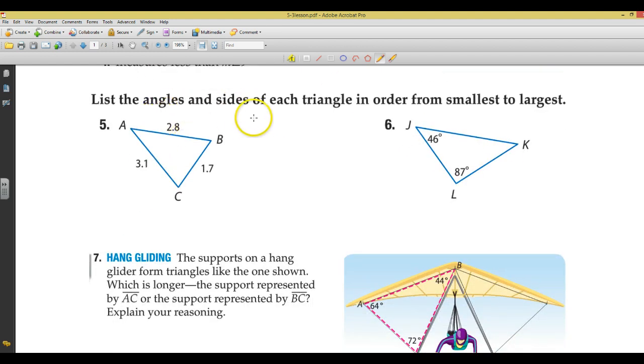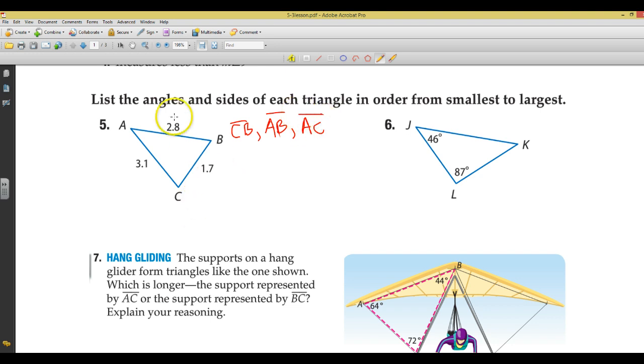List the angles and sides of each triangle in order from smallest to largest. Our sides from shortest to longest would be 1.7, which is CB, then 2.8, which is AB, then 3.1, which is AC.